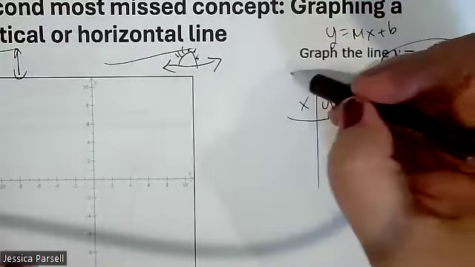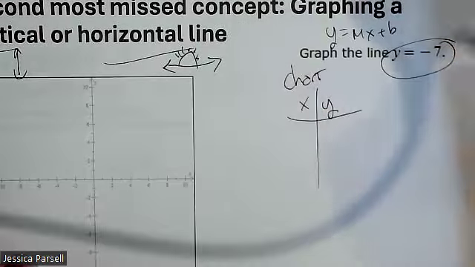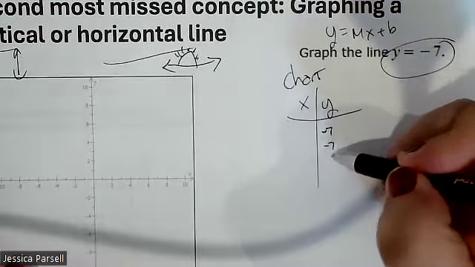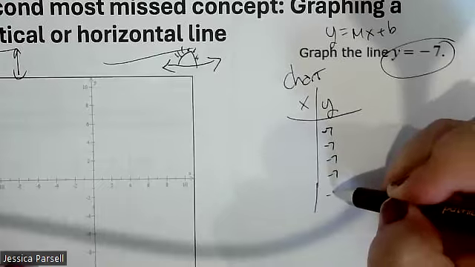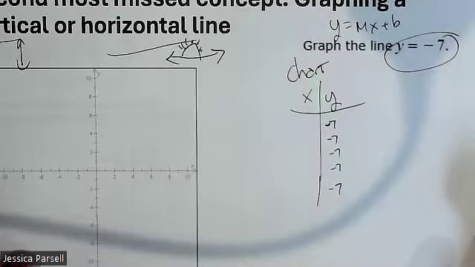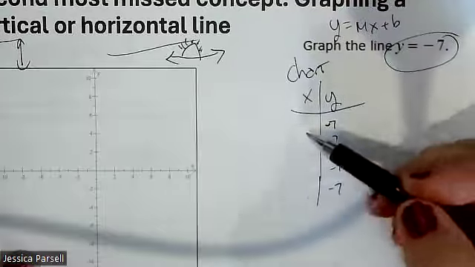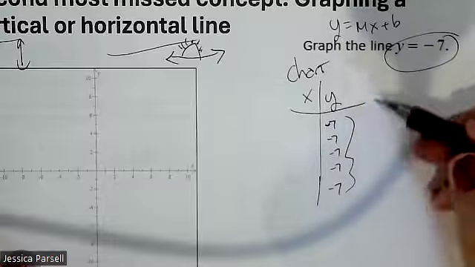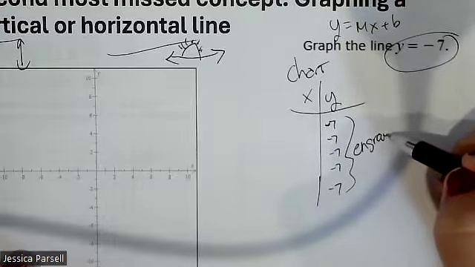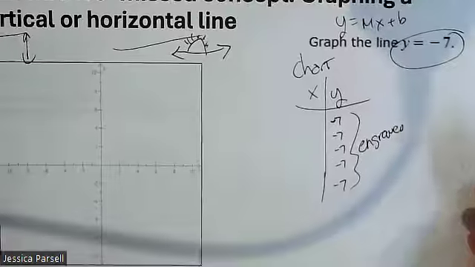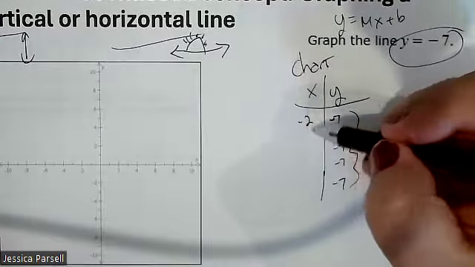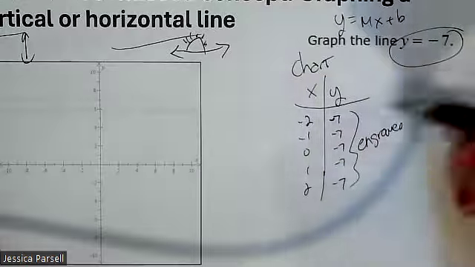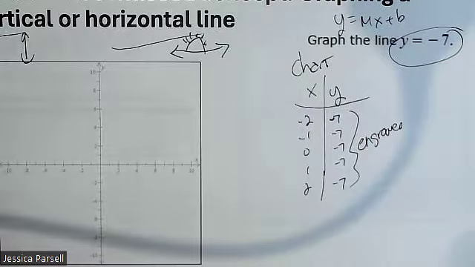It looks very plain. We don't even see an x on here. So I always make a chart, okay? And what this is saying, if it could talk, it says I cross y at -7 all day long. So under the y, I'm just going to say you're going to hang out at -7 all day long. So whatever value you put in for x, y is always going to be, this is like stuck. This is engraved in stone. Okay, so it doesn't matter what x values you have, -2, -1, 0, 1, 2, y is always -7.